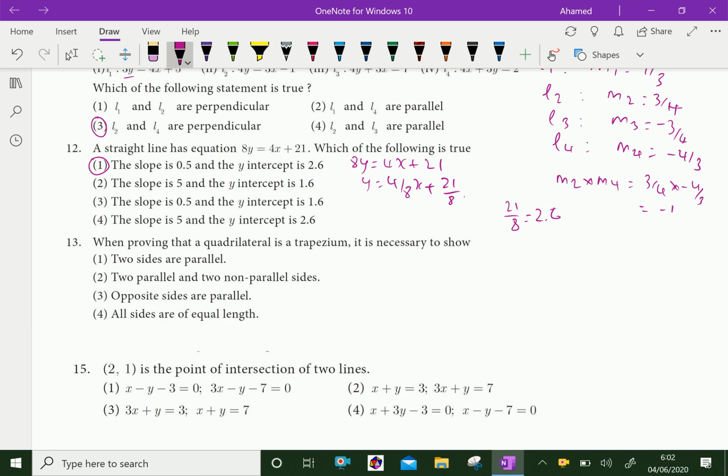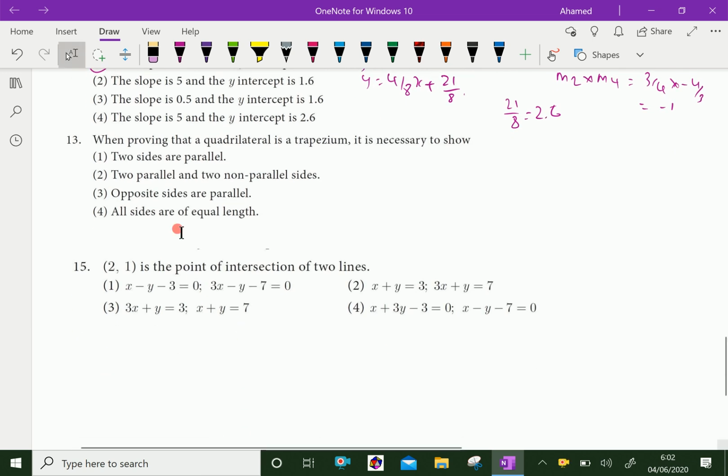Now question number 13. When proving that the quadrilateral is a trapezium, it is necessary to show two sides are parallel and two non-parallel. Opposite sides are parallel, all sides are equal length. So a trapezium is nothing but one pair of parallel sides and the other non-parallel sides. So the option is 2. Question number 13, the option is 2.